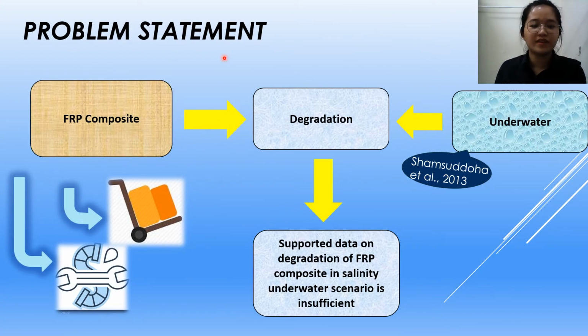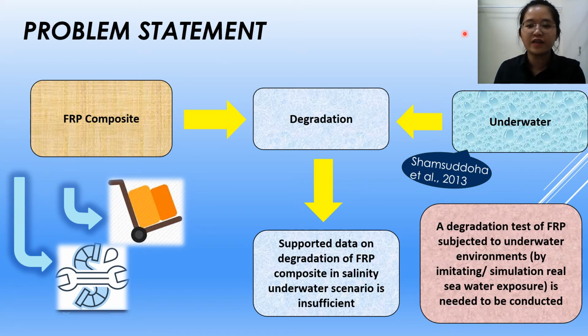In the problem statement, FRP composite is a material which acts as a load carrier and is used for rehabilitation of pipelines to prevent leaking. However, it will still undergo degradation caused by environmental factors such as underwater. Because the supporting data on degradation of FRP composite in saline underwater scenarios is insufficient, a degradation test of FRP subjected to an underwater environment, imitating simulations where seawater exposure is needed, has to be conducted.